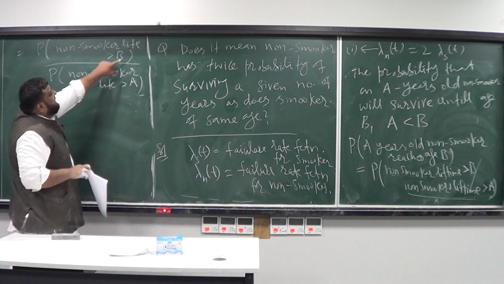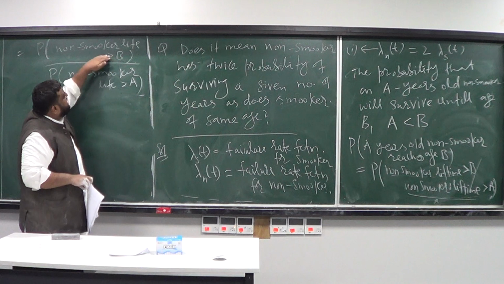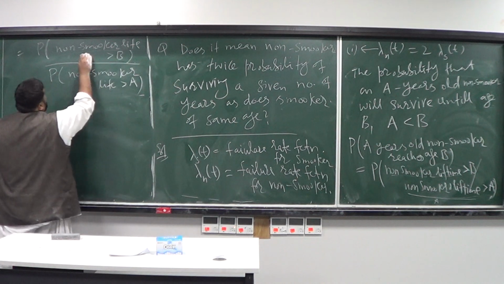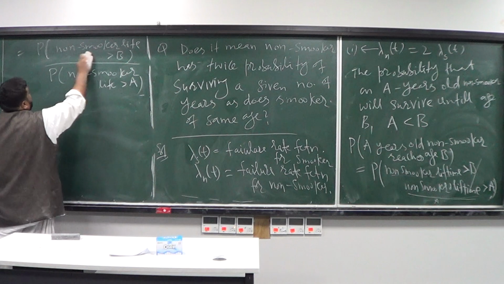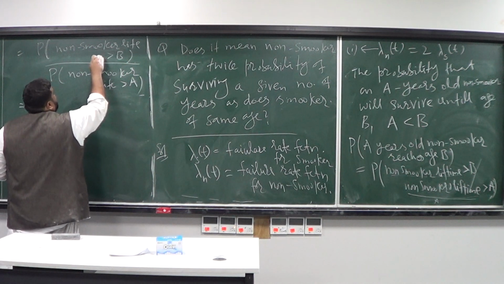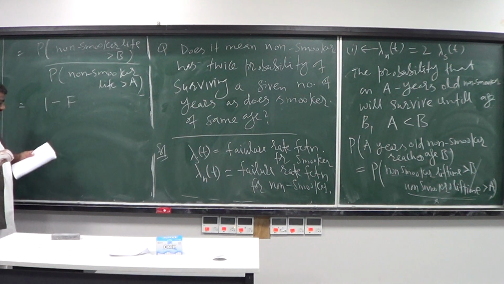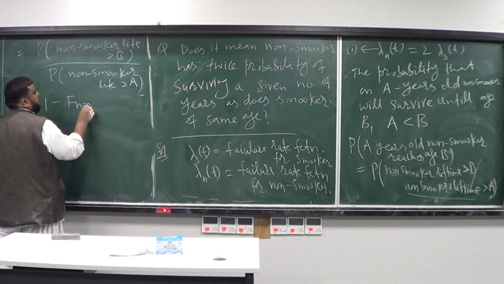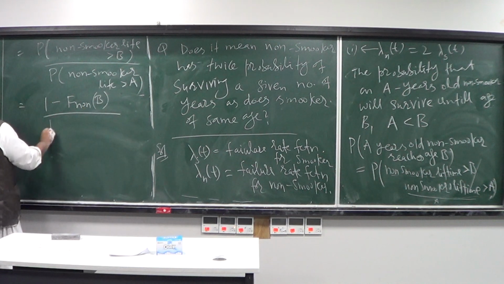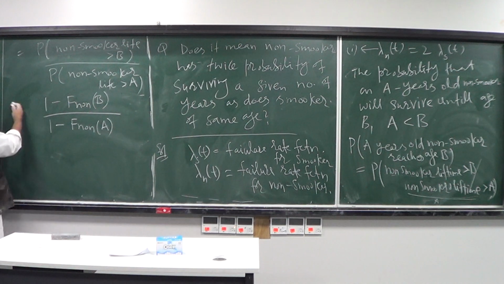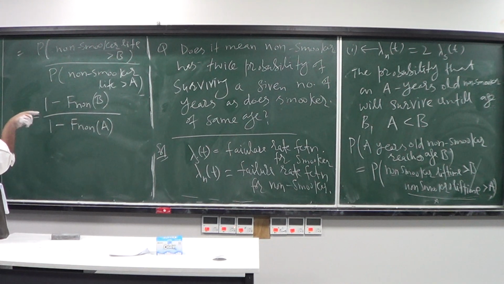There was also an intersection here, but since this set is a subset of this, that intersection becomes the smallest set. Now if I call this random variable x, then I can write this as the probability of x bigger than b. But this probability can also be written in terms of the CDF. This is the same as 1 minus the CDF of the non-smoker evaluated at B, divided by 1 minus the CDF of the non-smoker evaluated at A. So this is the probability that an A years old smoker will survive till age B.